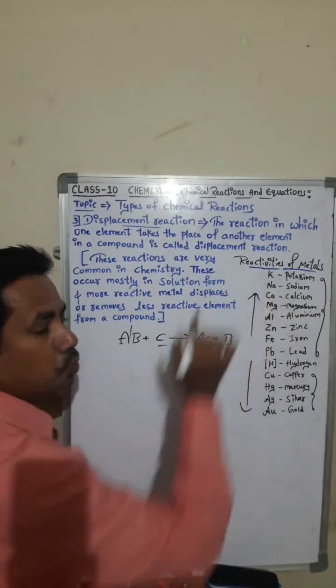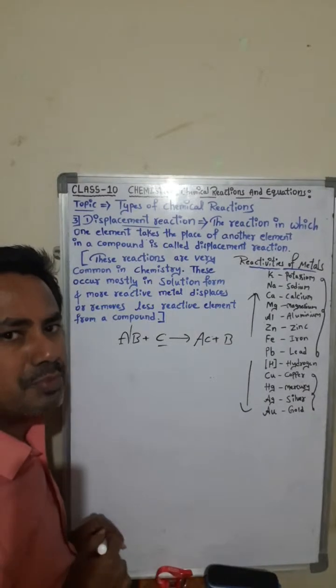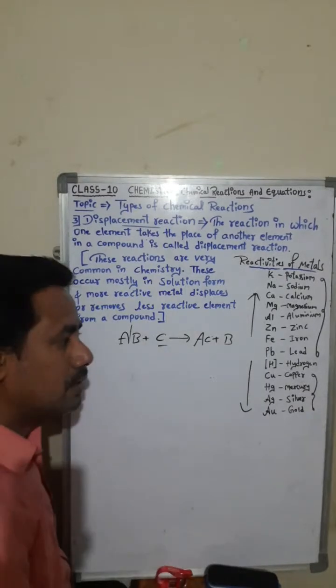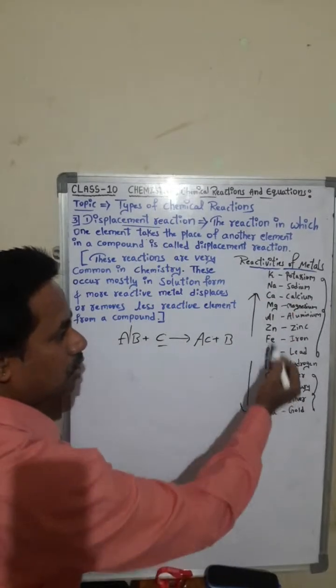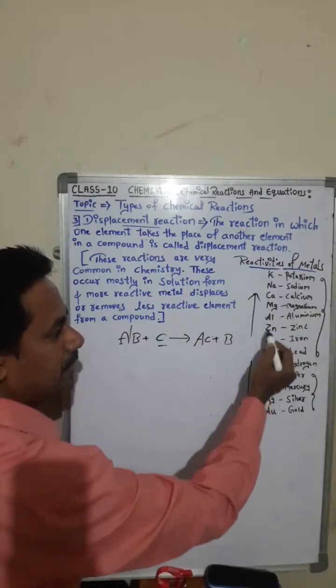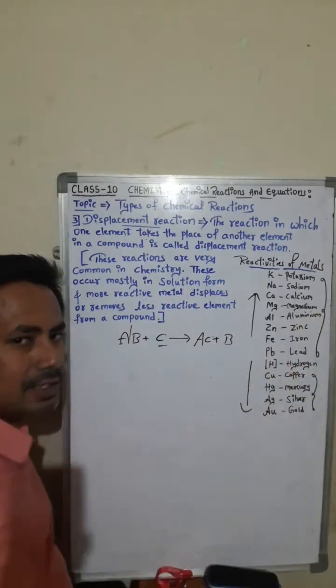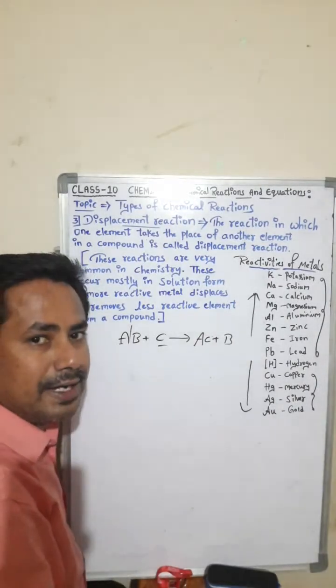So which is the most reactive element, students? Potassium, sodium, calcium, magnesium, aluminium, zinc, iron, lead. You have to learn this by heart. These are the symbols: K means potassium, Na sodium, calcium, magnesium, aluminium, zinc, iron, lead. These are more reactive elements. Keep this in your mind, everybody.